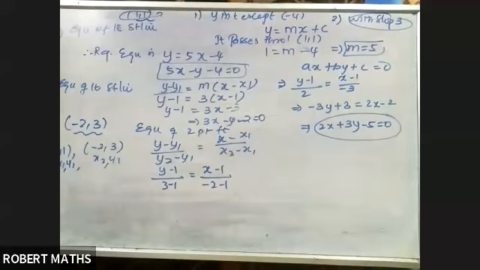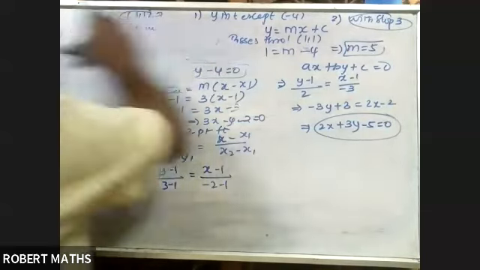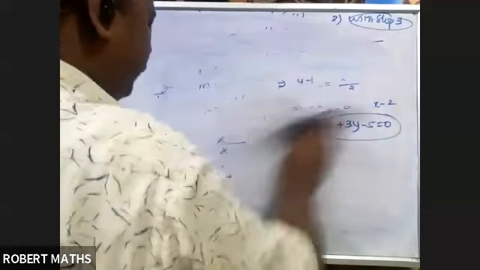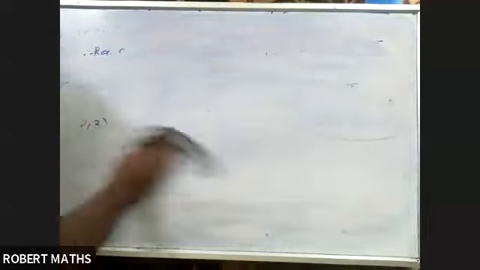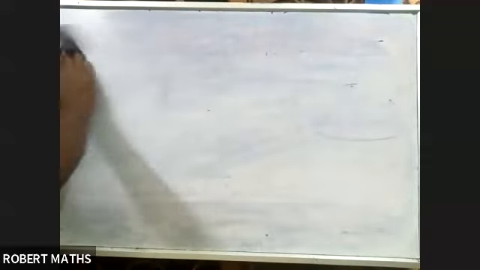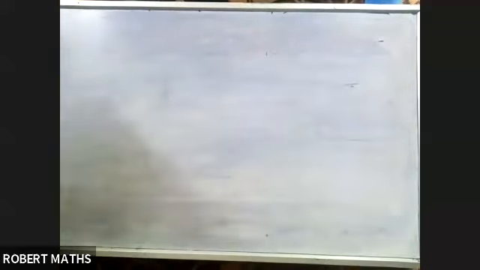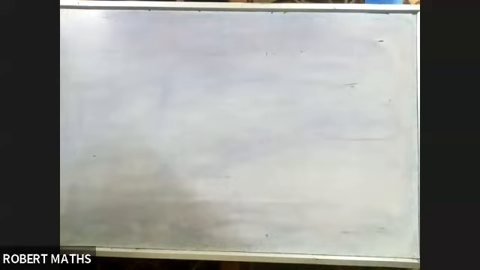Find the equation of the line passing through the point 1,1 and perpendicular from the origin, which makes an angle of 60 degrees with the x-axis.